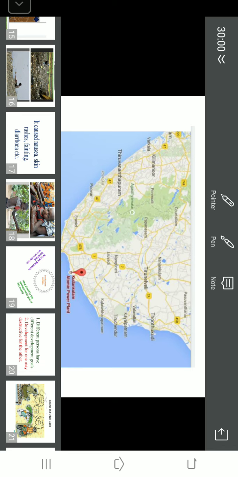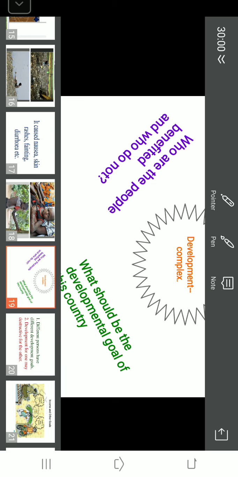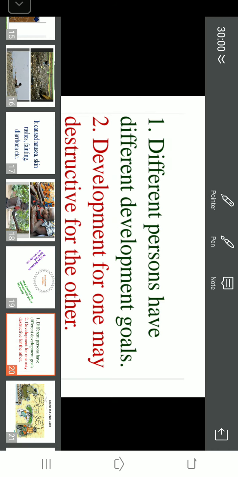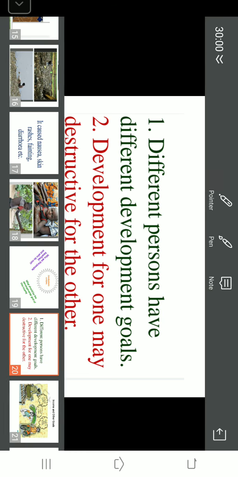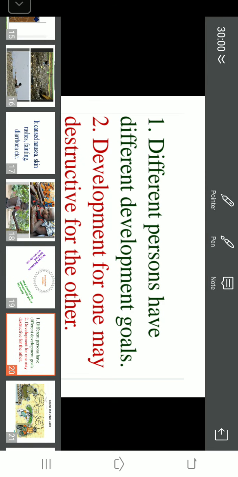I want to give one important point here. In the above examples, we have seen that some people have not benefited and some other people have benefited, right? So here it says that different persons have different developmental goals. What is development for one may not be development for another, and it may be destructive for one, right? So let us see how to calculate development. How do we measure development? What is the criterion actually required here to decide development, right?